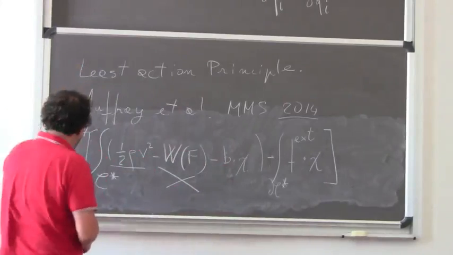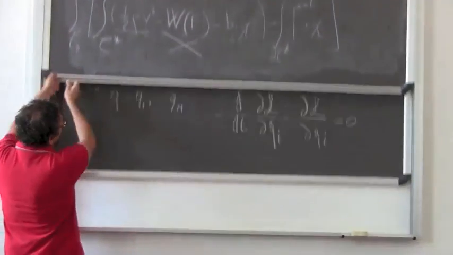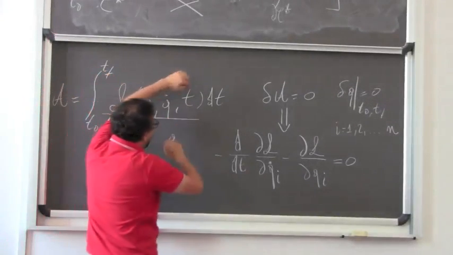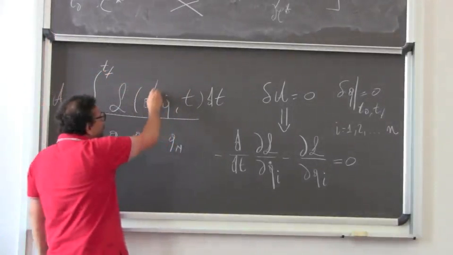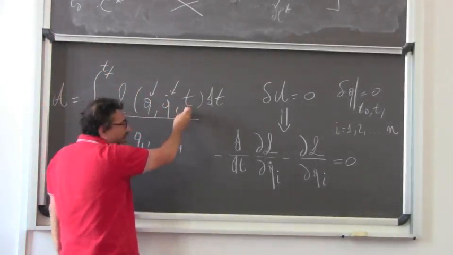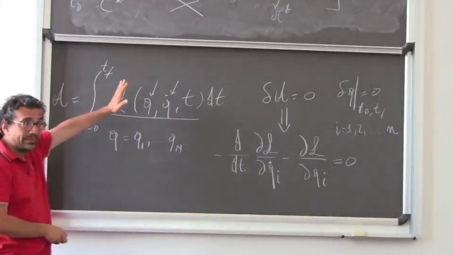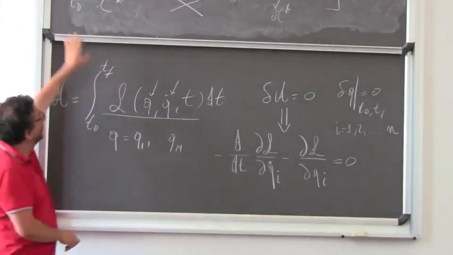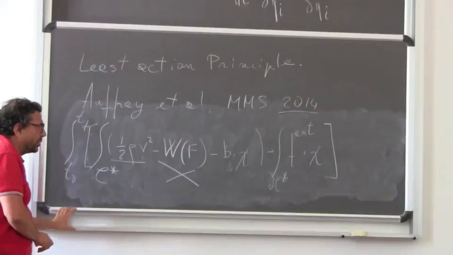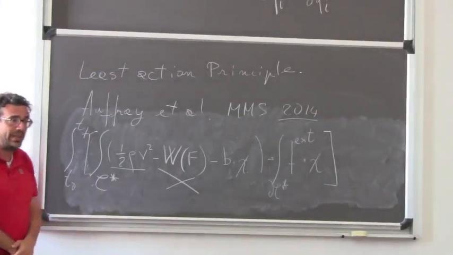Now, you have a difference. Here, you have the integral of a Lagrangian which, via q dot, depends on time and explicitly depends on time. You have no volume integral. Here, you have also a volume integral.